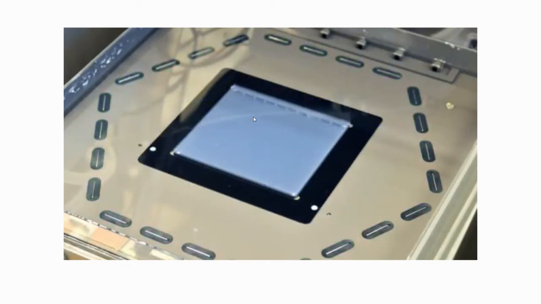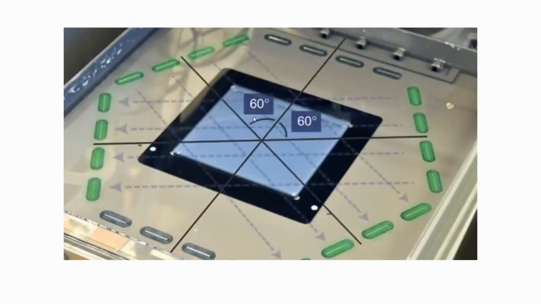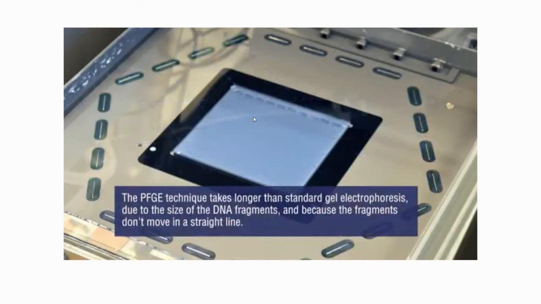The voltage is periodically switched among three directions, one that runs through the central axis of the gel, and two that run at 60-degree angles on either side. The PFGE technique takes longer than standard gel electrophoresis due to the size of the DNA fragments and because the fragments don't move in a straight line.